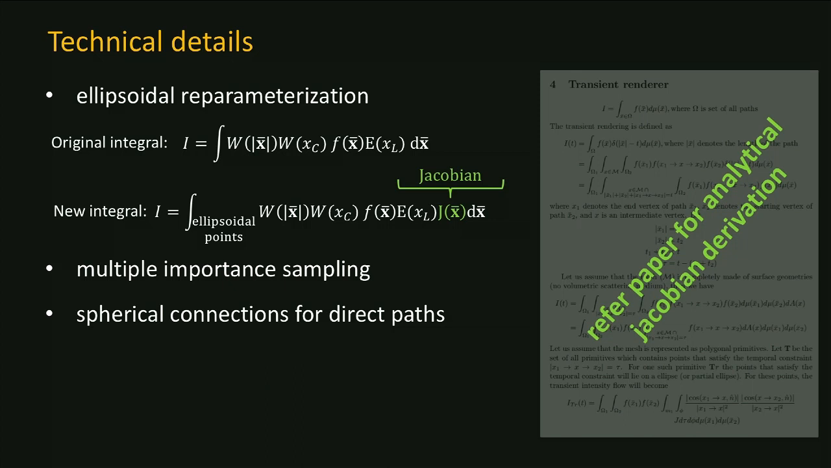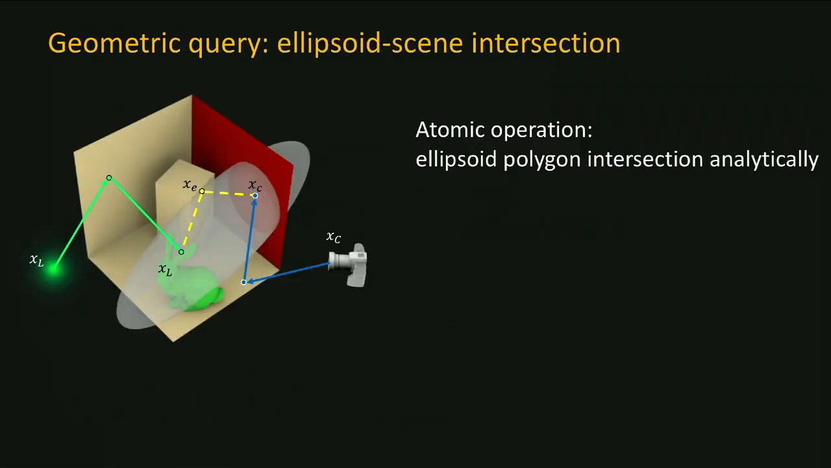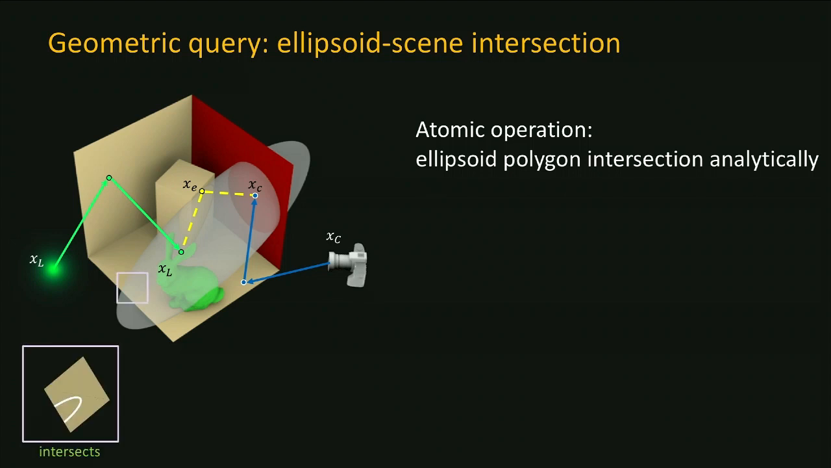And I won't go over these details, but I want to emphasize that through all these details, we ended up with a path sampling technique that is both unbiased and consistent. This is something we have additionally verified empirically on multiple example scenes by comparing against standard bidirectional path tracing. I also want to go back to the case of rendering surface transport. As I mentioned earlier, we need to make a geometric query intersecting the ellipsoid with the polygon to find the location of the connecting vertex.